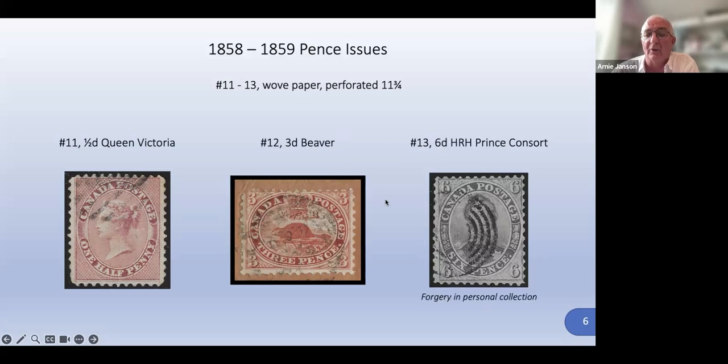This is actually a forgery because I can't afford the real one. But those are the same 3 that we had. 3 of these same images from earlier Pence issues. So that's what they are.